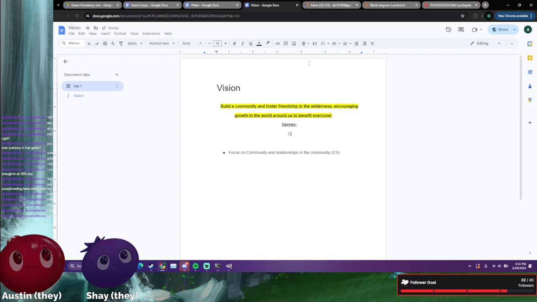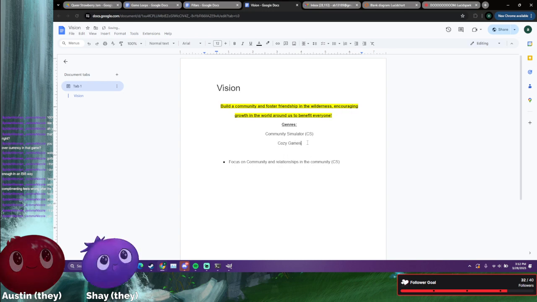Little community simulator. And we will notate that as CS. Yes, computer science. What other genres could describe it? Let's see. Cozy gaming. Okay, I like cozy.